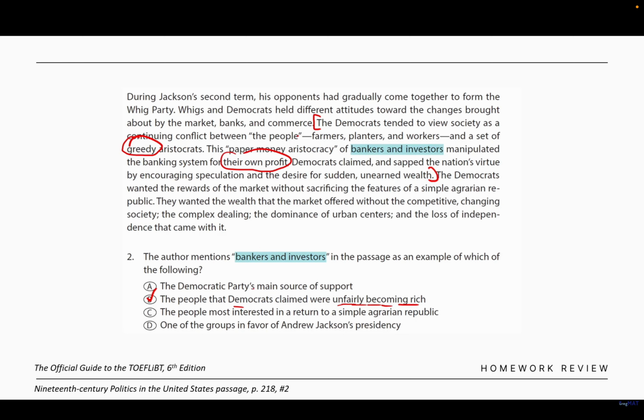How do we know this is the belief of the Democrats? Whigs and Democrats held different attitudes towards the change brought about by market, banks, and commerce. And also here, Democrats claimed right there. After that, also Democrats wanted the reward of the market without sacrificing the features of simple aggregation. From there, also we can get that idea. Exactly. Awesome job. Cool. Let's go ahead and move on.